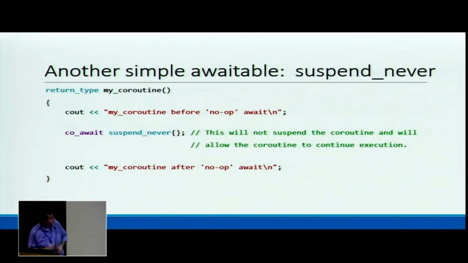But basically this function, if you call it, it'll immediately print out my coroutine before the no-op await. It'll do the co-await, which is a no-op, and then it'll immediately print out my coroutine after the no-op await. It will never return control back to its caller until you reach the end of the coroutine.